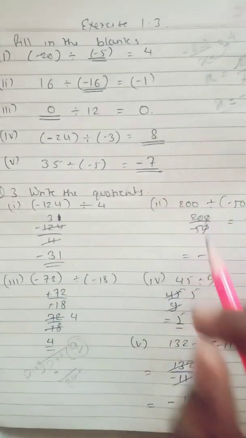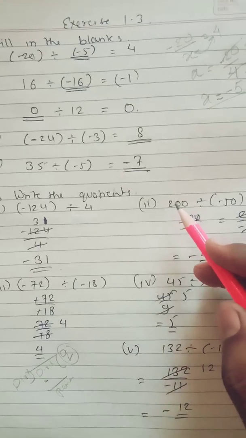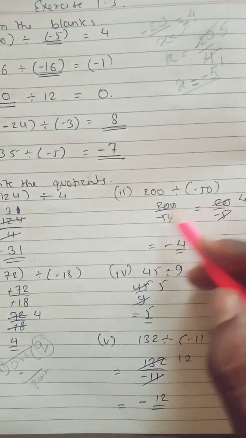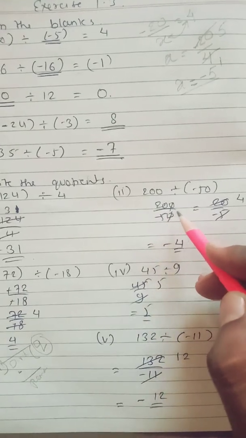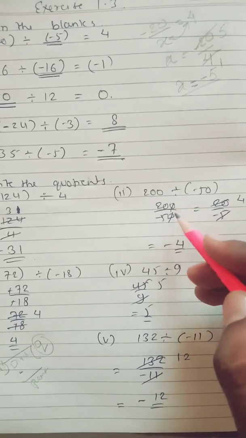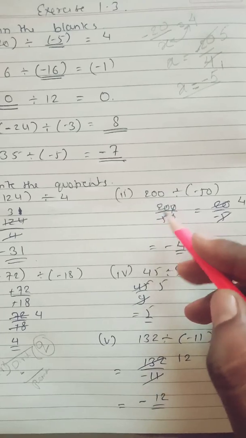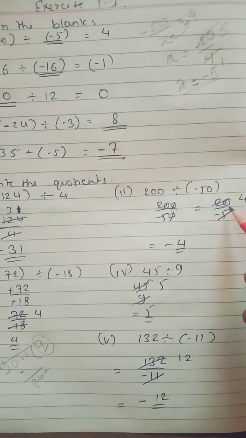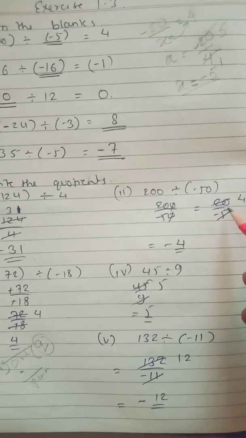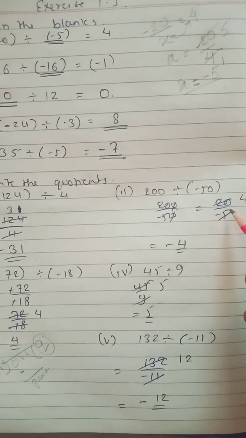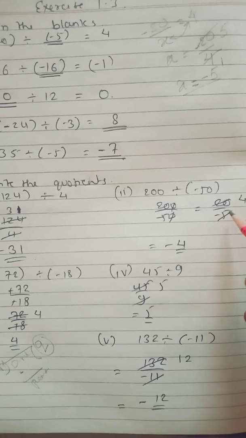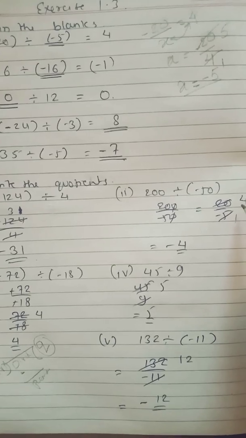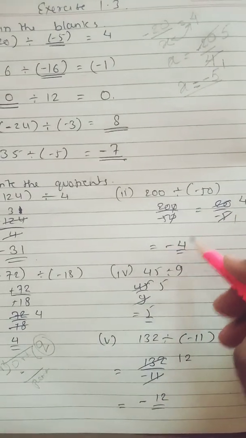Now in the next, 200 divided by minus 50. 200 divided by minus 50, the 0s cancel out, 0 and 0 cancel out. 20 upon minus 5. These both are in the same table, so we cut from the 5 table. 5 ones are 5 and 5 fours are 20. So the answer will be minus 4.